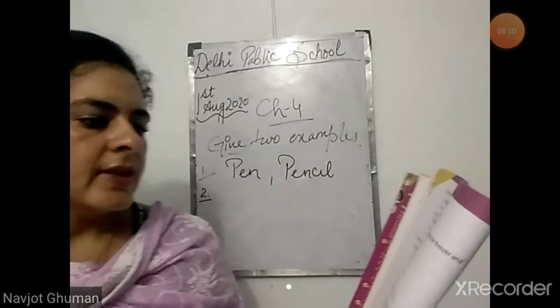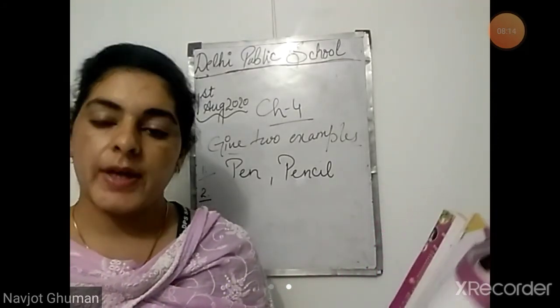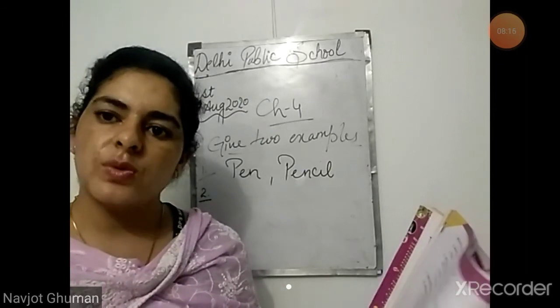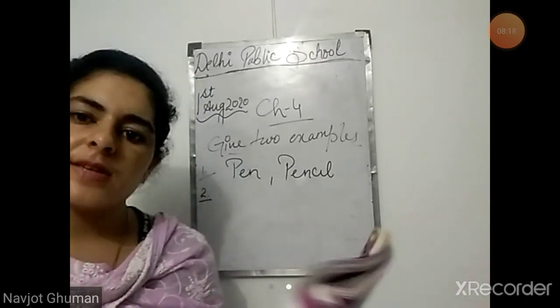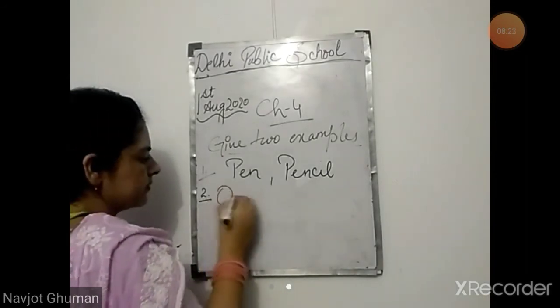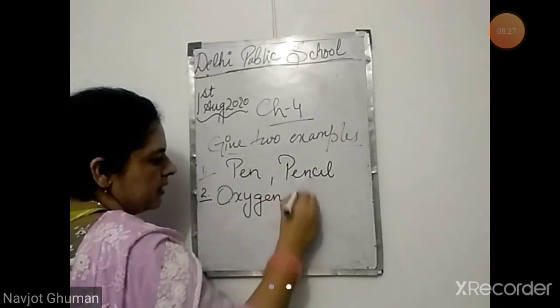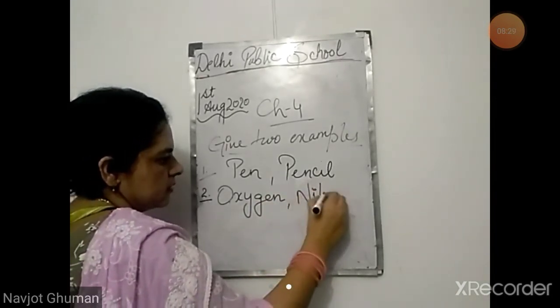Next, substances in which particles are very loosely packed. Very loosely means particles are only very loosely packed in gases. So write two examples of gases. Oxygen, nitrogen.